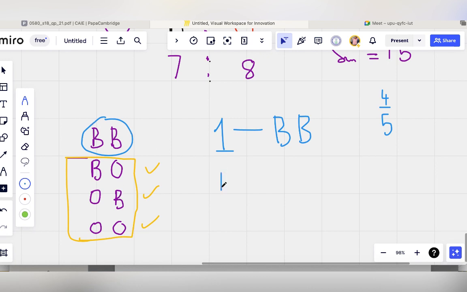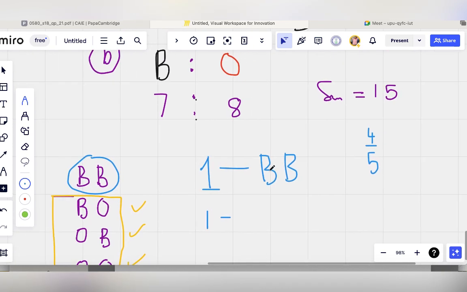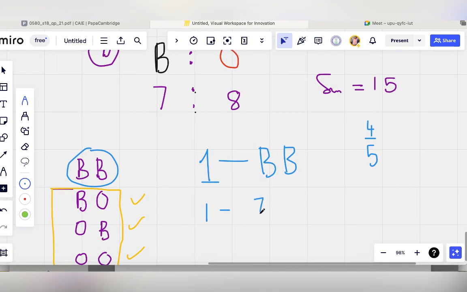Which means 1 minus, what's the probability of the first one being black? The first choice is 7 over 15. So the first choice being black is 7 over 15. The probability of your second choice being black will be 6 over 14, because without replacement, you've taken out one of the pens and didn't replace it, so now 14 remain.